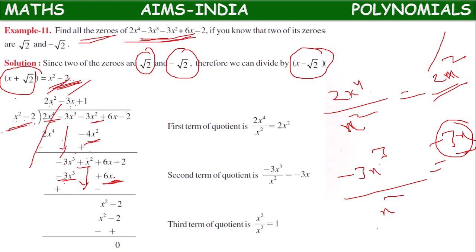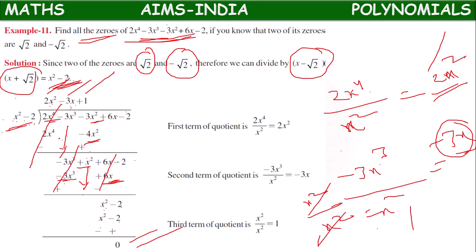X square, this cancels, minus 2, this also cancels. X square minus 2. Now here, first term x square. In the divisor also, first term x square. Cancel. The quotient is 1, to be kept here, plus 1. With 1, if you multiply, x square minus 2 will come. Minus plus, we can do cancellation. 0 we will get.